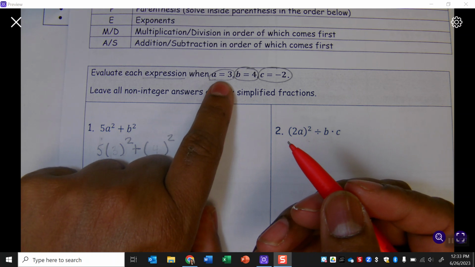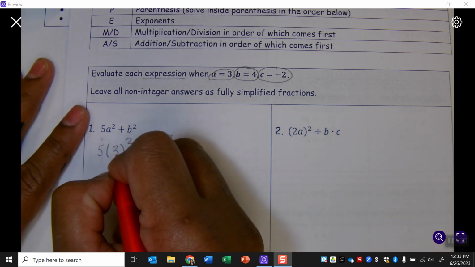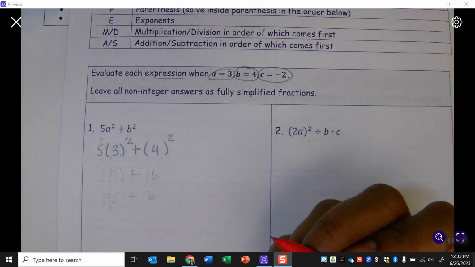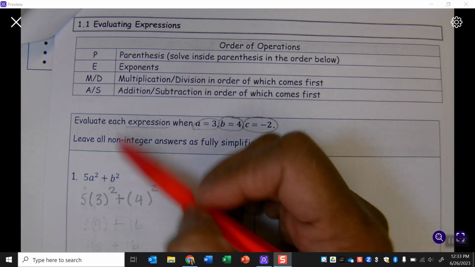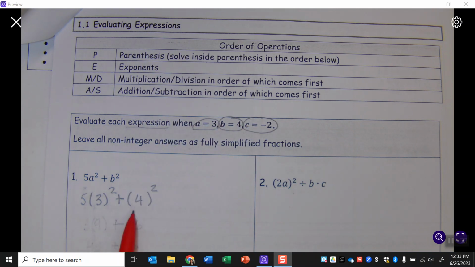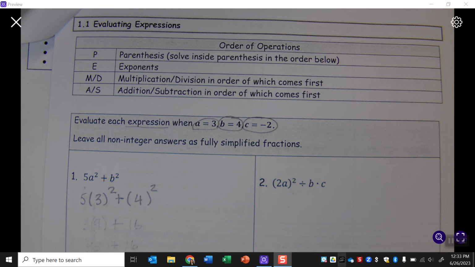And then they tell you that A is equal to 3, so I'm going to plug that in here. And B is equal to 4, I'm going to plug that in here. So now we're going to have to do the order of operations. So parentheses first. There are some parentheses, but there's nothing inside. So we're just going to leave that alone.